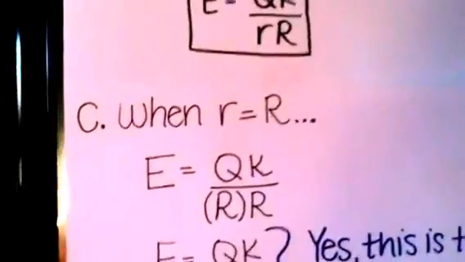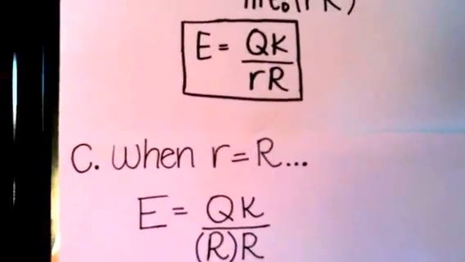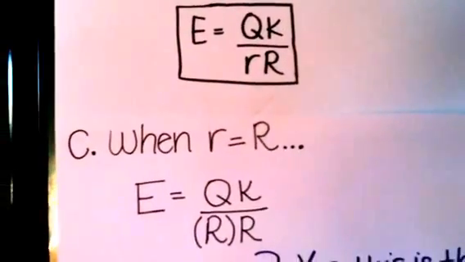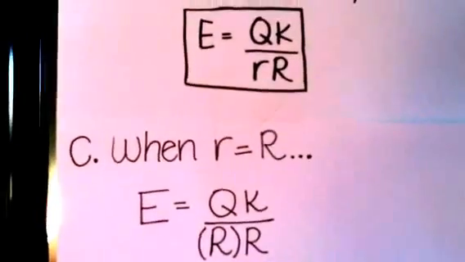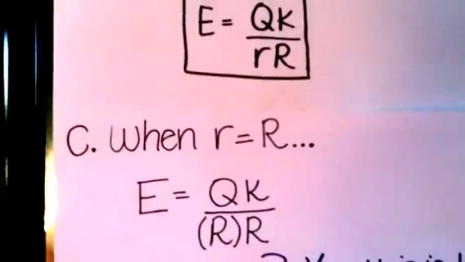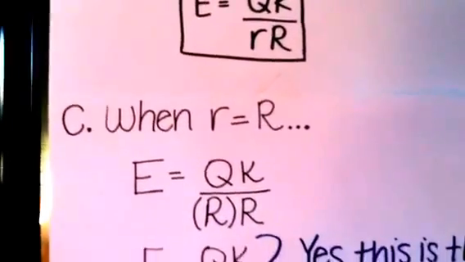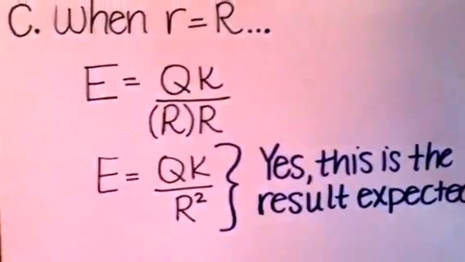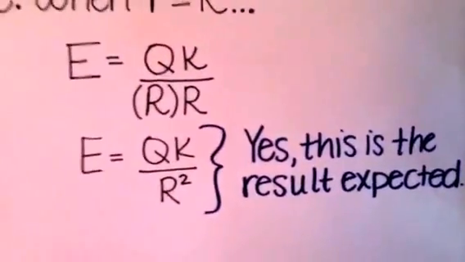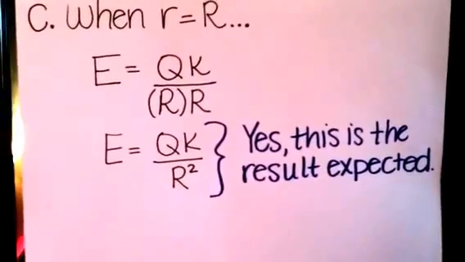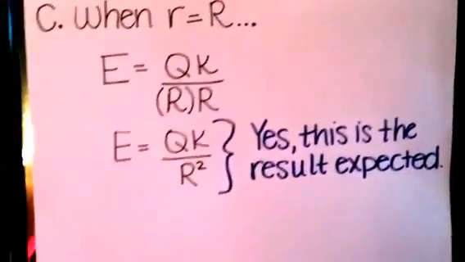Now for part C, we're asked, does the expression have the expected value at the surface of the sphere when r is equal to big R? So we'll plug in big R for little r in the equation we found in part B, and as we plug that in, we can see that yes, we're going to have the expected result because E is equal to k, or Q times k over R squared.